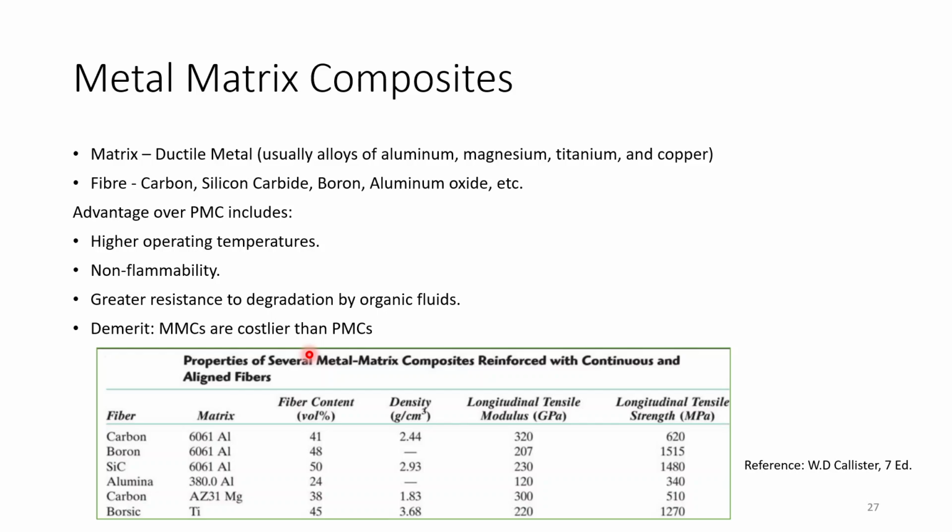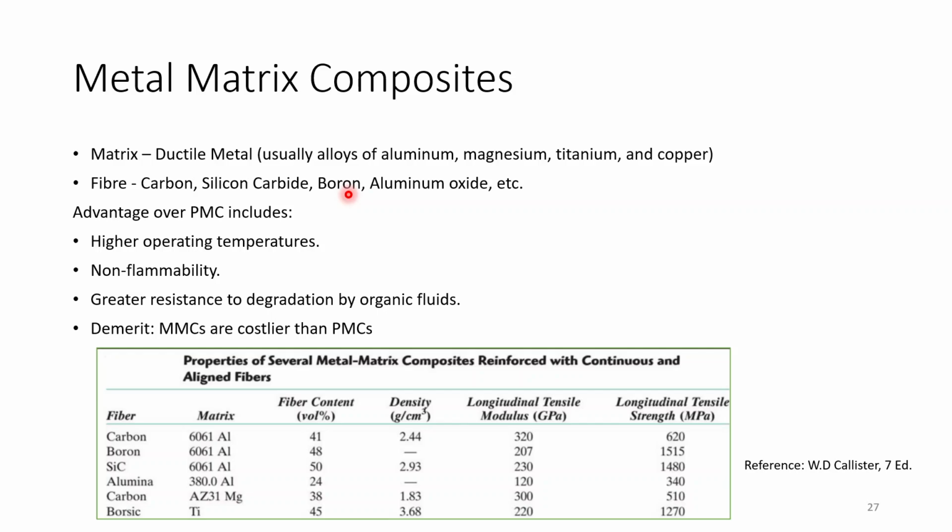These are some of the properties of some fibers. Firstly, these are some examples of fibers: carbon fibers, silicon carbide fibers, boron fibers, and aluminum oxide, etc. And the advantages over PMC, where PMC is polymer matrix composite. In polymer matrix composites, these are flammable because of the addition of hydrocarbons, which burn easily. Here the metals are non-flammable, and polymers also degrade very easily at higher temperatures, so they have low operating temperature, while metal matrix composites have very high operating temperatures as well. These also have greater resistance to degradation by organic fluids.